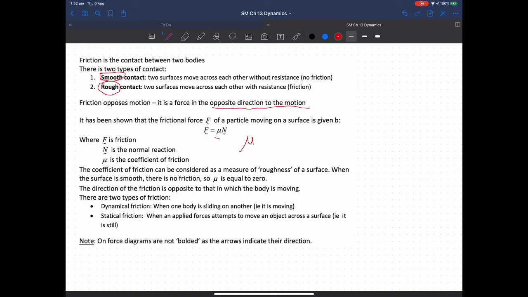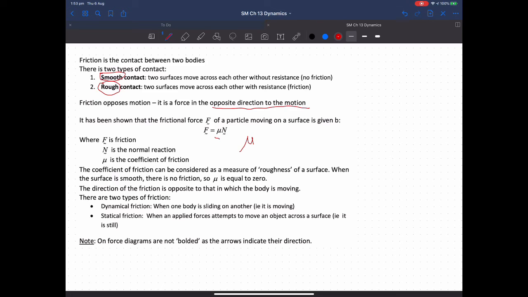Okay? The rougher the surface is, the greater the friction. So, if we're looking at a smooth surface, there is no friction. So we say mu is 0. If we had a mu value, a coefficient of friction value of 0.1, there's a relatively low level of friction. If we said 0.7 is our coefficient of friction, obviously there's a lot more friction involved.